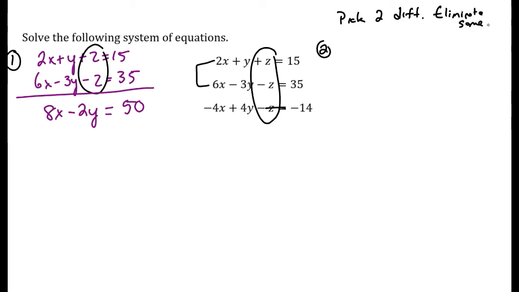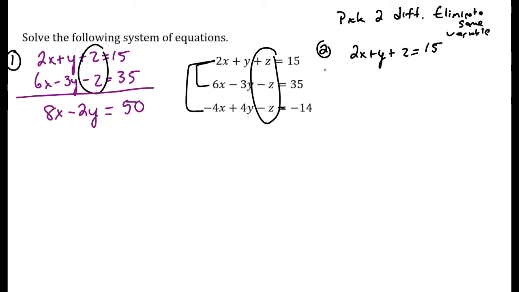We eliminate the same variable. So I got rid of z over here. When I pick 2 different equations, I still have to get rid of z. So it looks like I'm going to pick 1 and 3. Why? Because when I add 1 and 3 together, my z's are going to eliminate. So I'm just going to rewrite the equations.